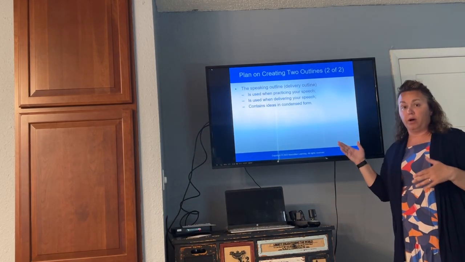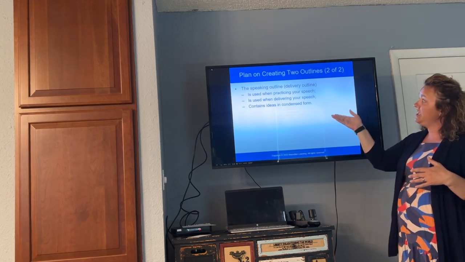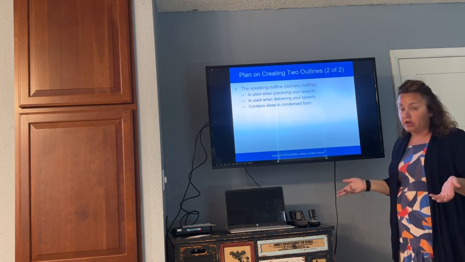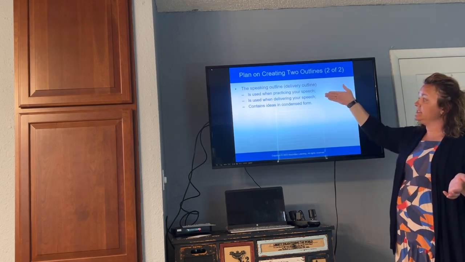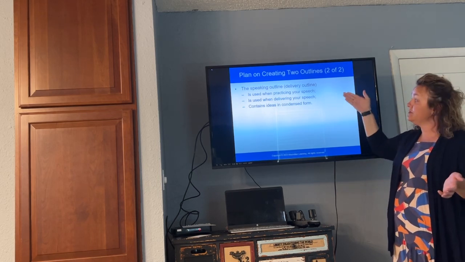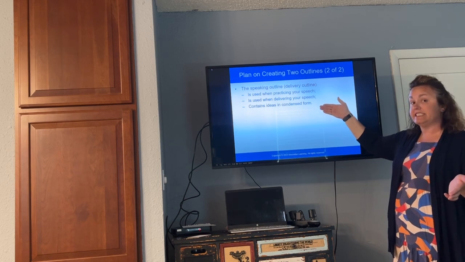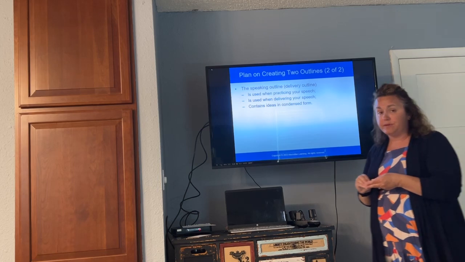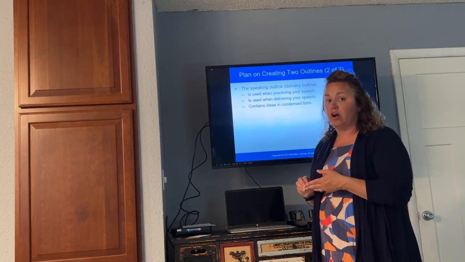According to the Pocket Guide, there's also the speaking outline, or the delivery outline, or note cards. It is used when practicing your speech, it can be used when delivering your speech, and it contains your ideas in condensed form. In other words, you are not writing out your speech in its entirety on your note cards.